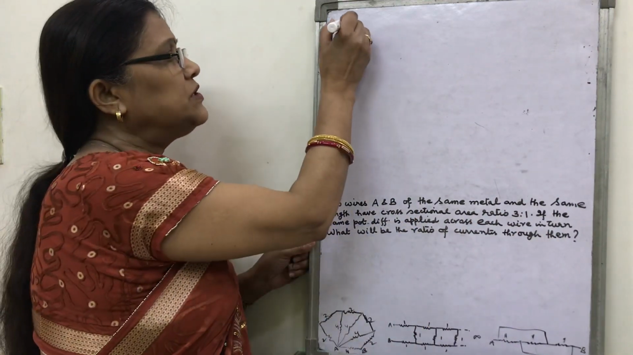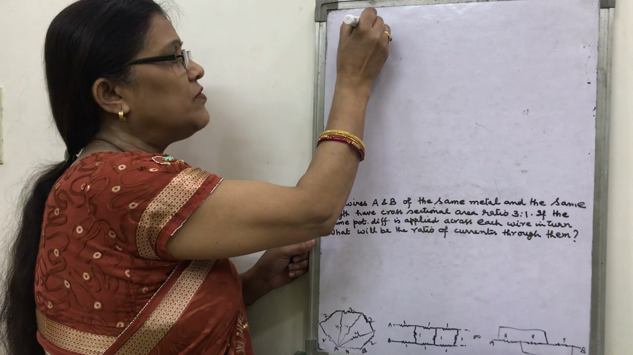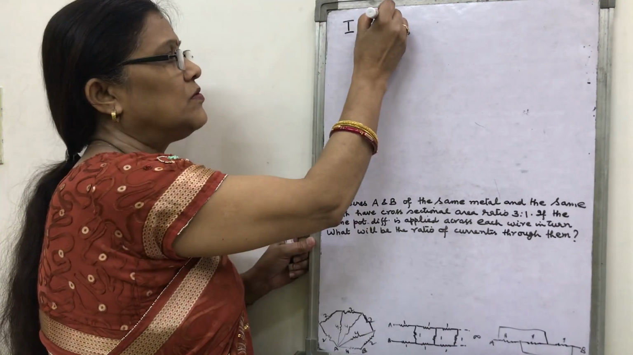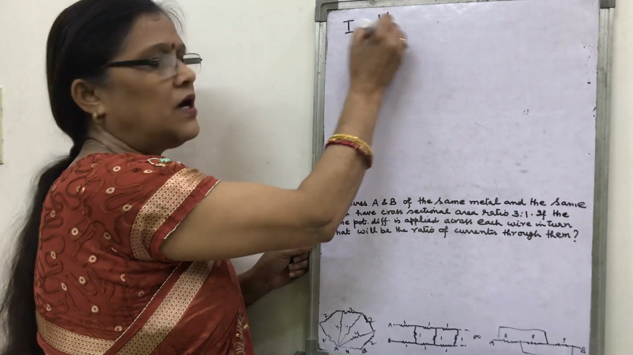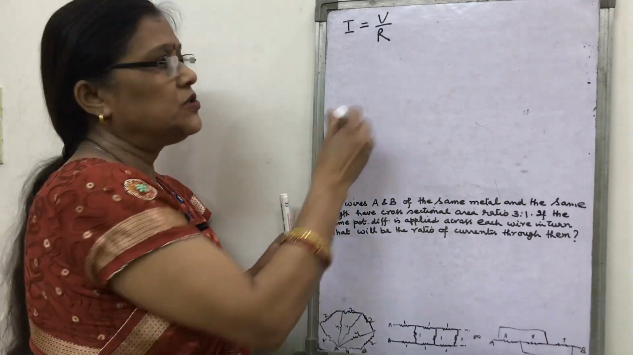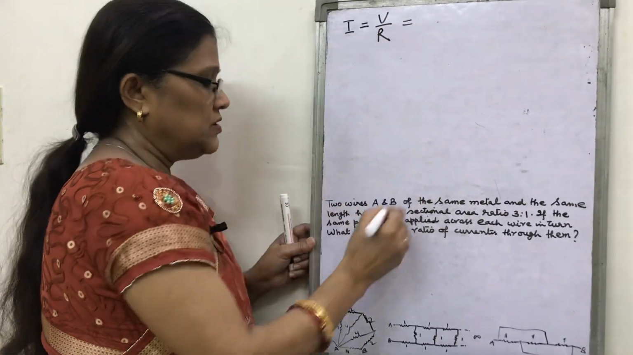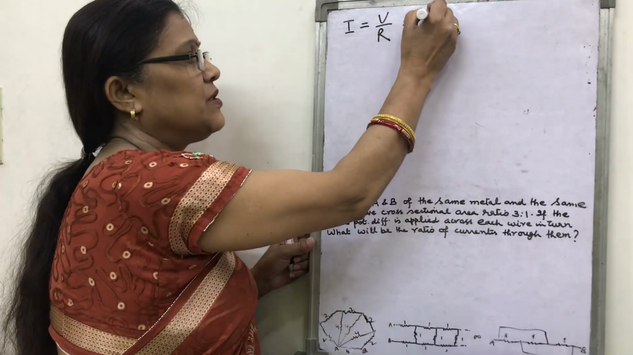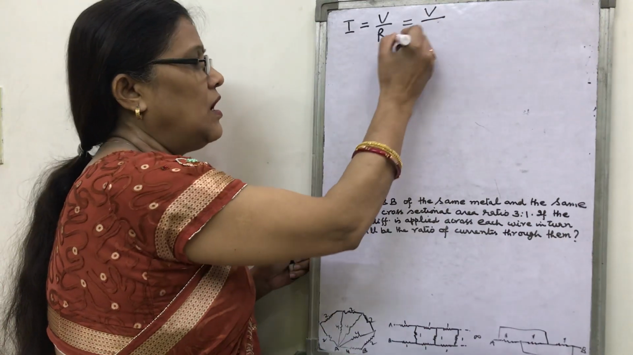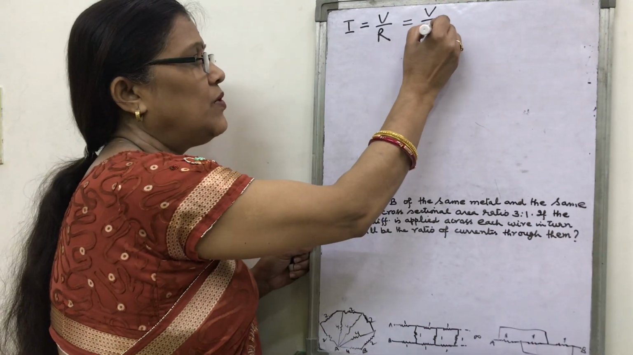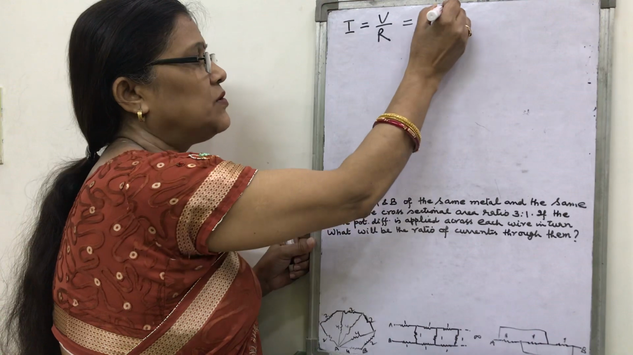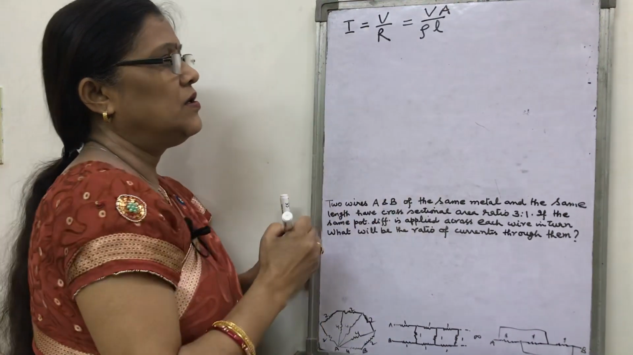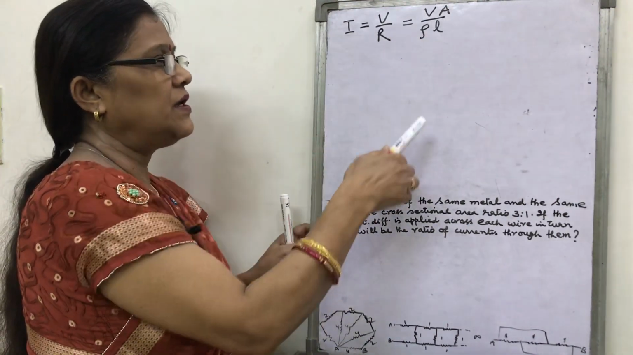You know what is the formula for current? I equal to V by R. So we can also write, same potential difference, that is keeping the V constant. R you can write as rho L by A, so A will be here. You have written R in terms of rho L by A.